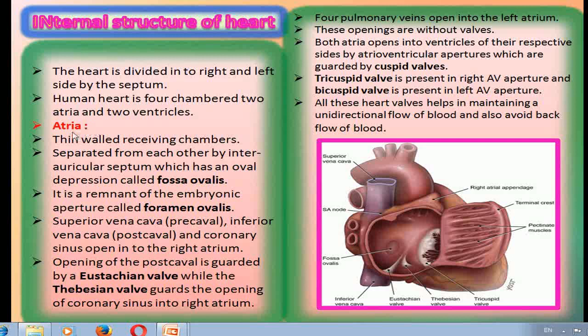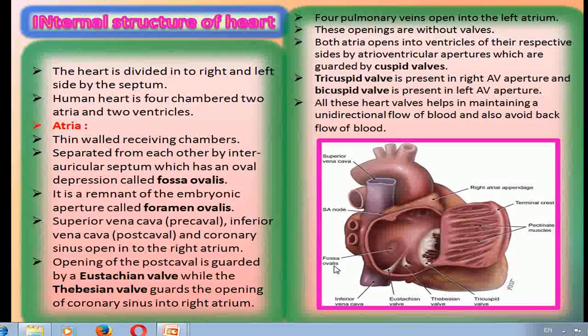The atria are the superior chambers. These atria are thin-walled receiving chambers which are separated from each other by the interatricular septum, which has an oval depression called the fossa ovalis. Here, see in the figure, this is the oval depression which is called the fossa ovalis.